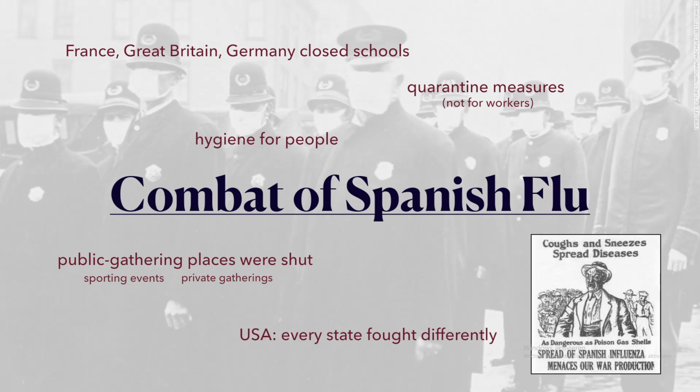In general, hygiene played a bigger role, and public gatherings were cancelled. People had to wear masks and should wash their hands more often. In the United States, every state fought differently. In Philadelphia, for example, a big military parade still took place, which then led to 3,000 deaths and 10,000 infections in the next days. In Missouri, streets were empty, and people were actually told to stay at home, which they did.